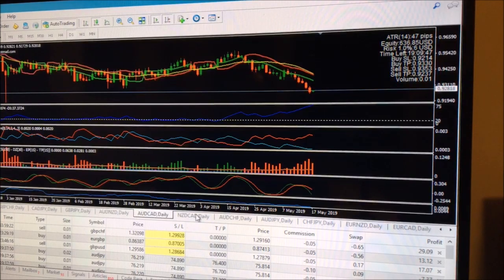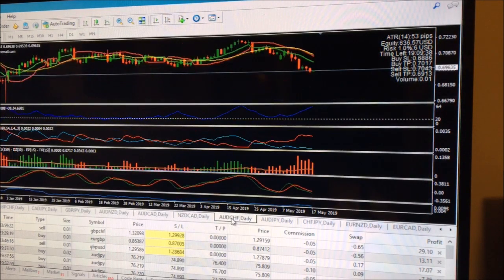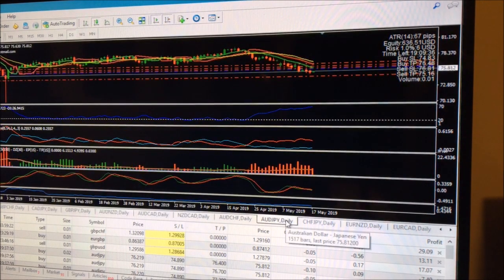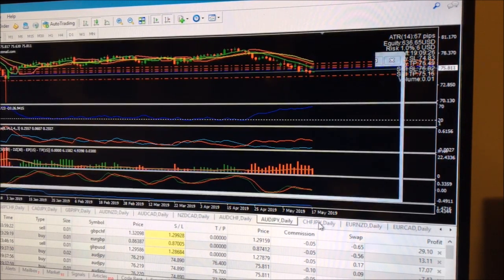Let's see, that's AUD-CAD, nothing there. This is another one of the trades. This is the AUD JPY. Again, we're just kind of waiting on it to come back up. This is another one of the M15 signals, I think.